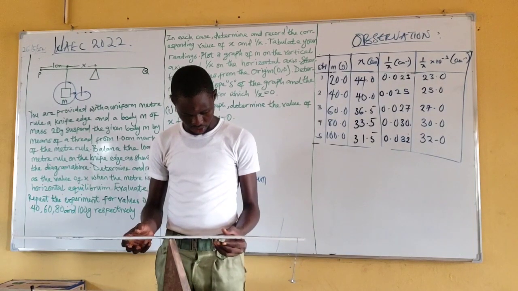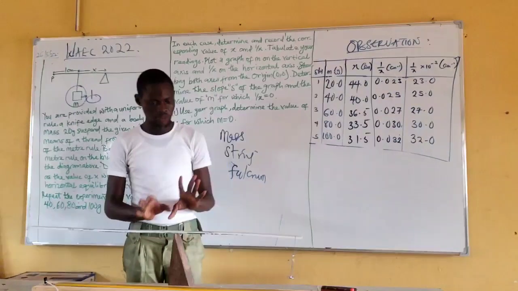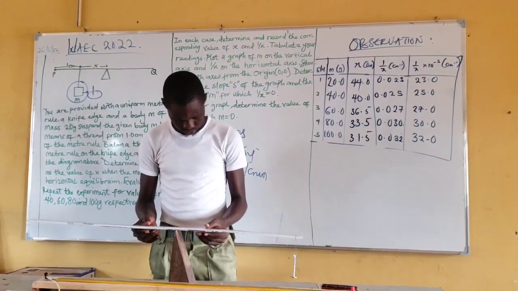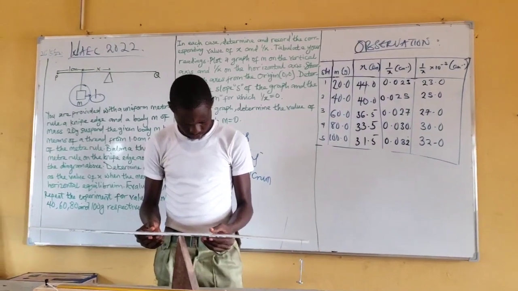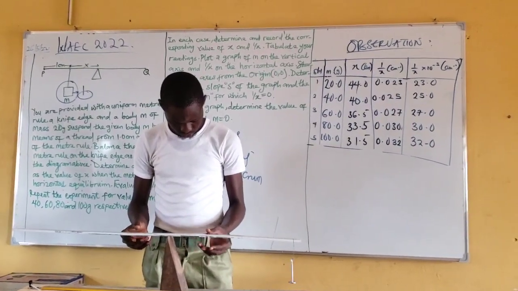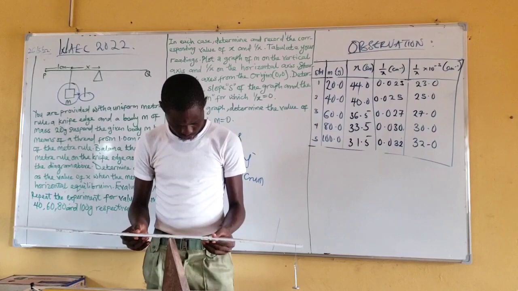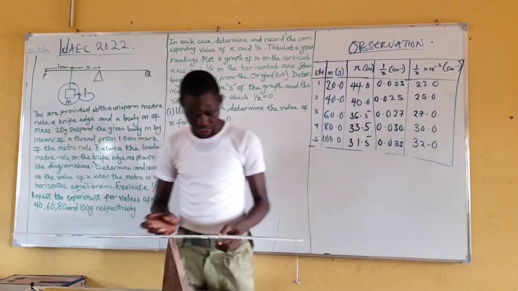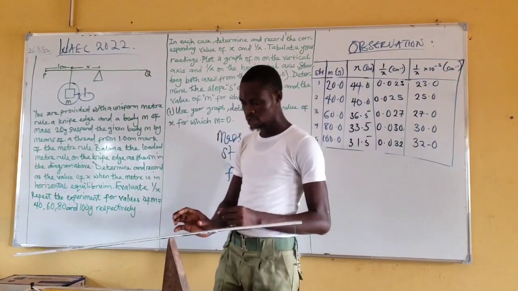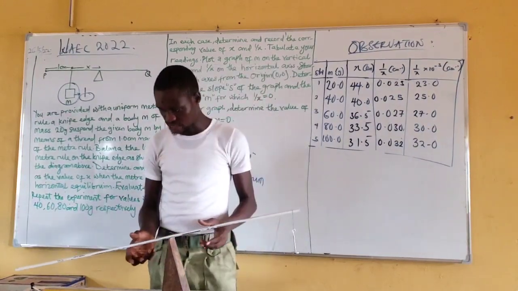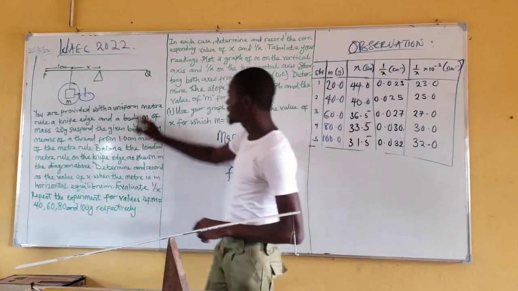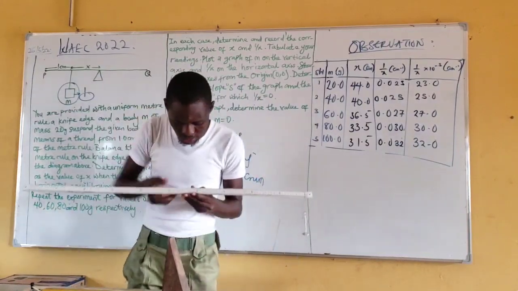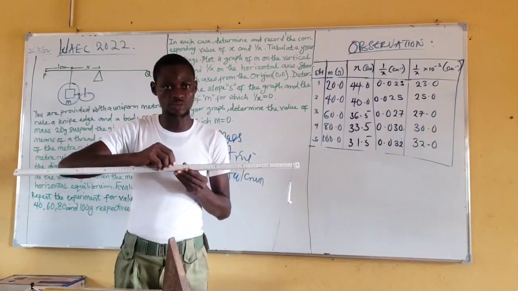Trying to balance it. Now, from this point here, we can have our balance point at exactly the 45 centimeter mark on the meter rule. Now, the meter rule is balanced at exactly the 45 centimeter mark in this place here. This is the balance point of the meter rule.